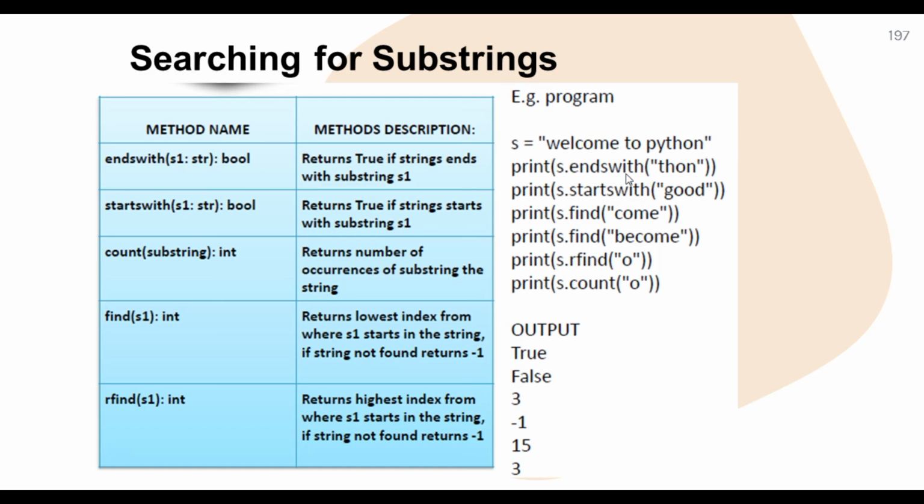Here you can see, welcome to Python. So s endswith thon, it will definitely return true because it ends with thon, and startswith good. So you can see startswith good is not possible. It is not giving you true, it will give you false, and the above one also false because it is startswith. So here you can see startswith and endswith. Here endswith will be true and startswith will be false. And then count o, how many o are there? So here you can see 3 o are there, 1, 2 and 3.